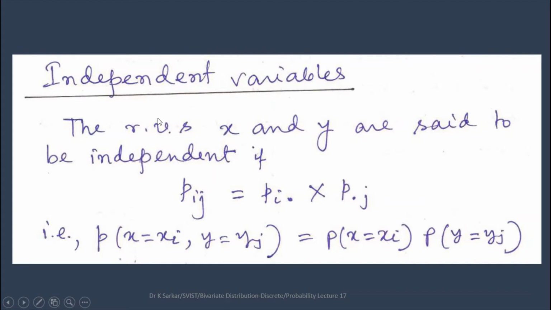Independent variables. The random variables x and y are said to be independent if Pij equals the product of Pi dot and P dot j.